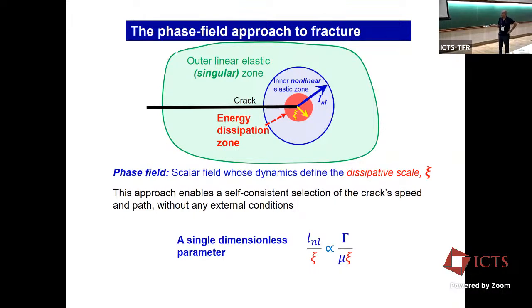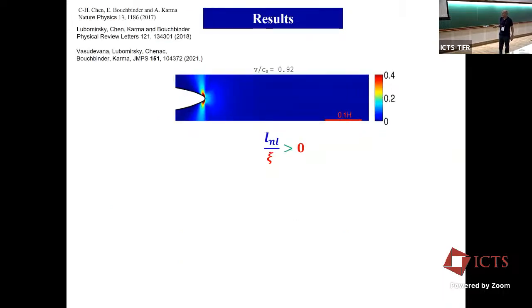Okay, so this has a single dimensionless parameter in this theory, which is the nonlinear scale relative to the dissipative scale. And this scale is like the fracture energy divided by the shear modulus or the Young's modulus. That's the nonlinear scale divided by this dissipative scale. Good. Okay, let's see what they found.